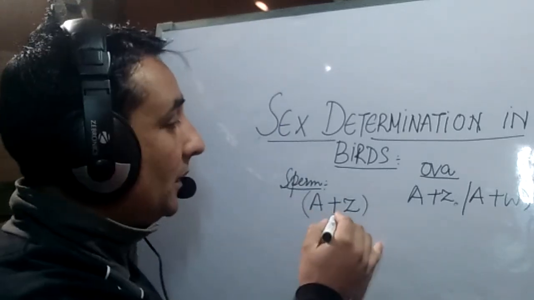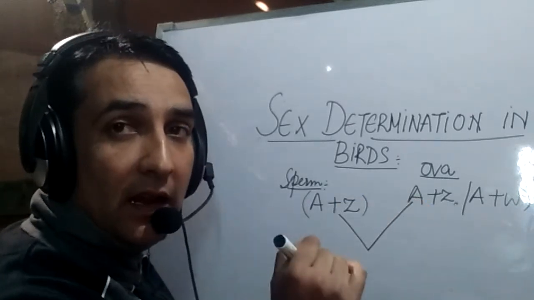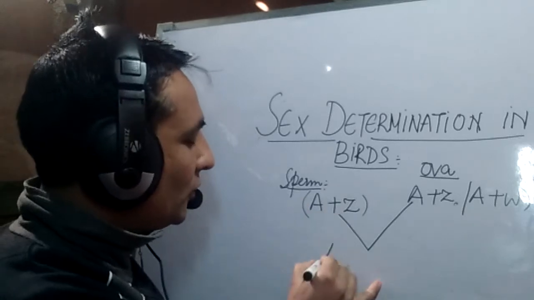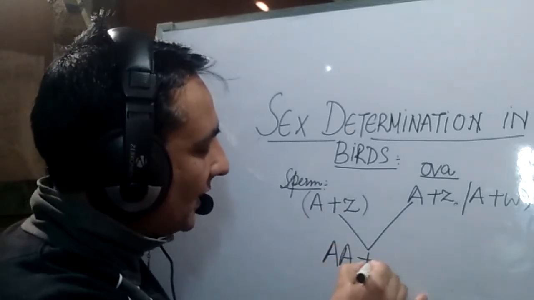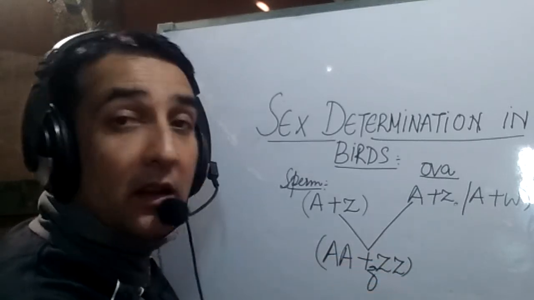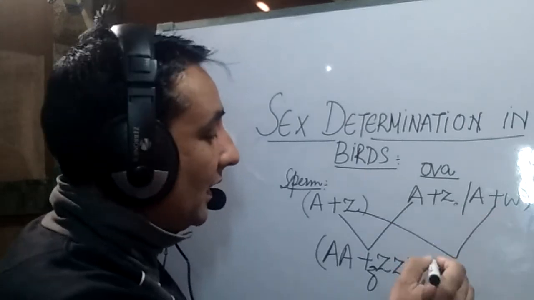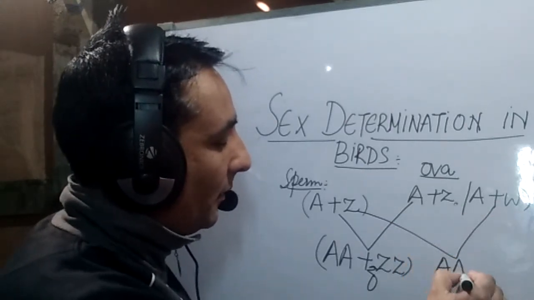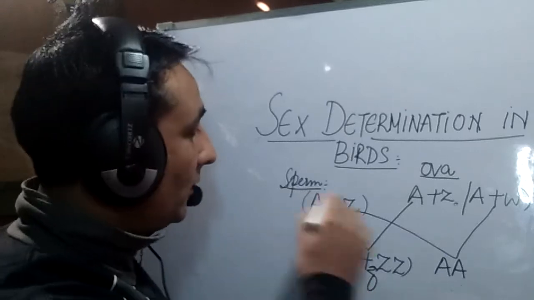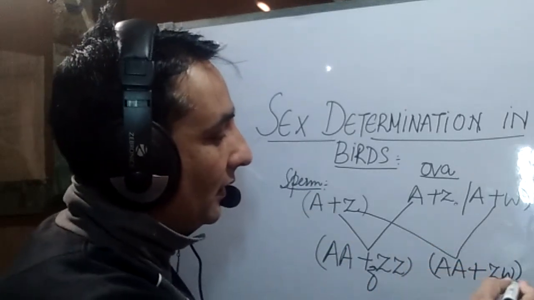Now the question is that if this sperm fertilizes this ovum, the resultant offspring will have the chromosomal complement of AA plus ZZ, which means this will again be a male. And if this sperm fertilizes this ovum, the chromosomal component of the resultant offspring will be AA plus ZW, which would be female.